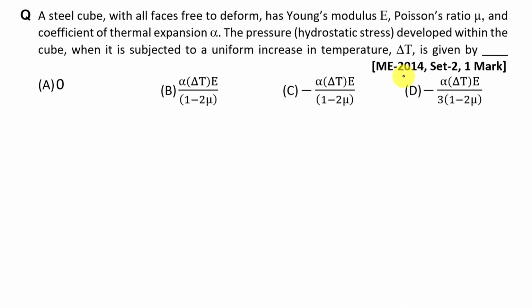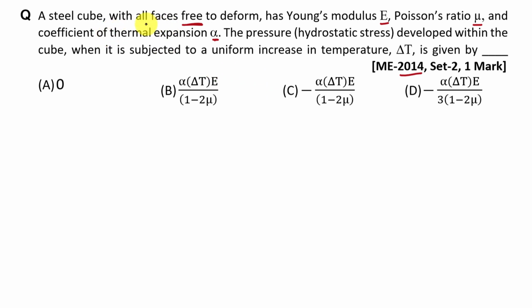Now the next question is from year 2014 paper set 2. A steel cube with all the faces free to deform has Young's modulus E, Poisson's ratio mu and coefficient of thermal expansion alpha. The pressure, and here it is hydrostatic stress, developed within the cube when it is subjected to uniform increase in temperature delta T is given by dash, and here we have these 4 options.